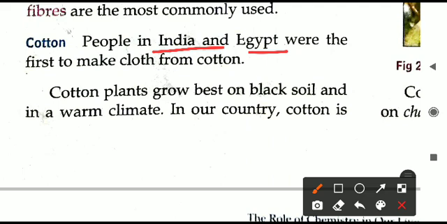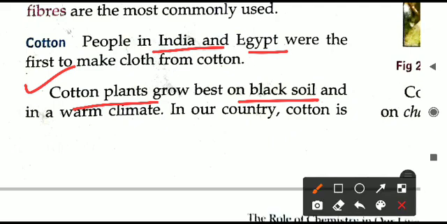These two countries are the most advanced, or we can say from ancient times, from the earlier days, we have been making cloth from cotton. So who first made cotton clothes? That was the people of India and Egypt. So cotton, where does it grow? The cotton plant grows on black soil. You will read more about this in geography also.